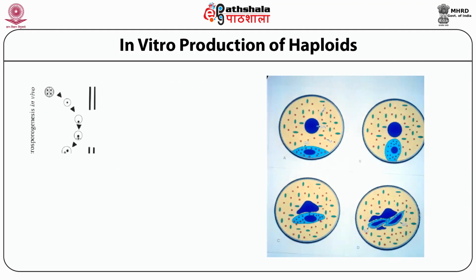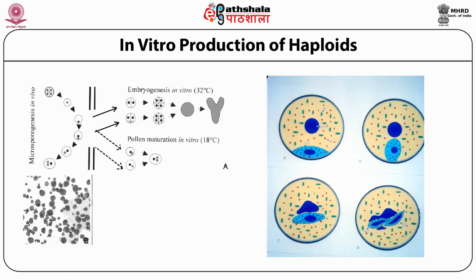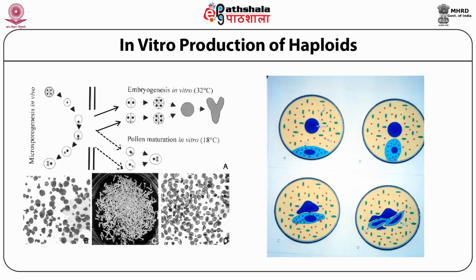An illustration of the temperature shock, if you see in Brassica. If you keep the culture of Brassica microspores or the anthers at a normal 18 degrees Celsius, they all develop normal pollen grains. But if you keep them at a higher temperature of 32 degrees Celsius, these pollen grains will undergo a sporophytic type of development instead of a gametophytic type, and form the haploid plants.